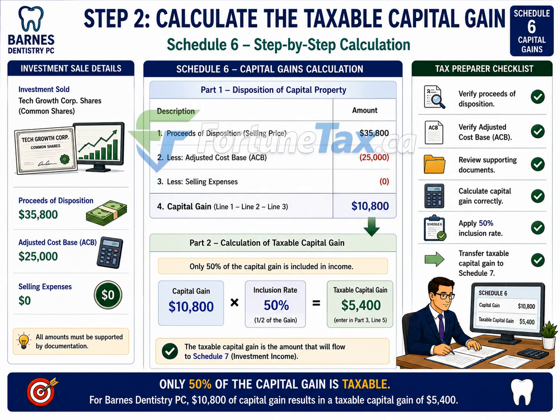Schedule 6 acts as a conversion tool. It starts with the economic gain realized on the sale of an investment and converts that gain into the taxable capital gain used throughout the corporate tax return. Once this calculation is complete, we're ready to follow the taxable capital gain into Schedule 7 and see how it affects the corporation's investment income reporting.